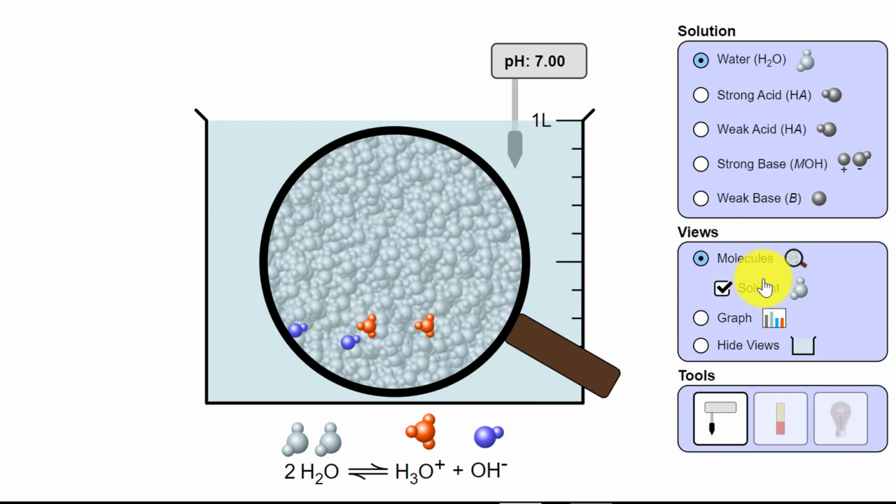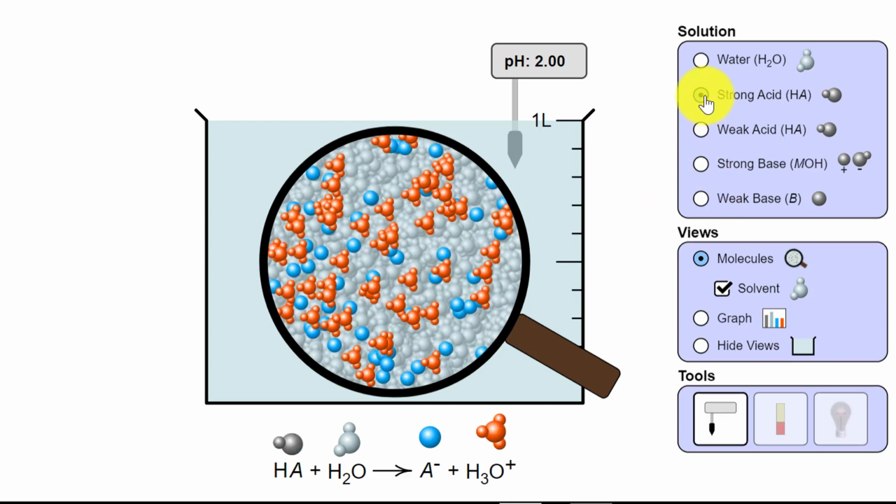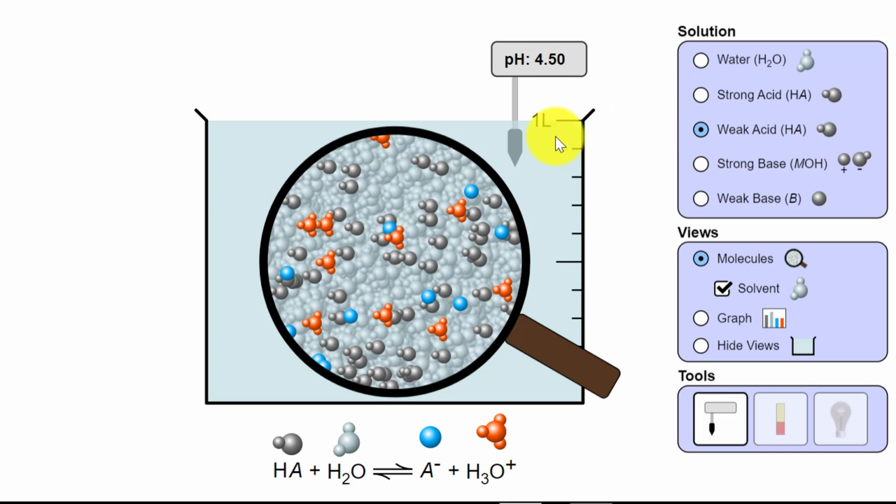Now let's look at an acidic solution. Okay, are you ready? So let's look at a strong acid solution. Look what happened to the pH. It has a pH of 2. Now let's look at the weak acid solution. Of course, the pH is now higher. And let's look at the base before we move on.